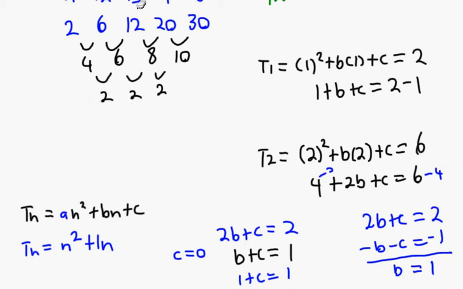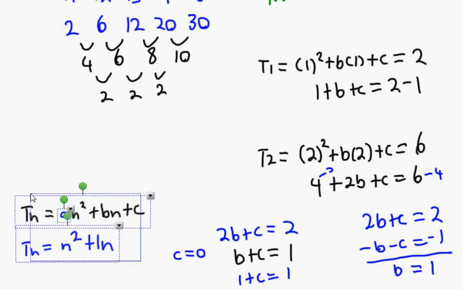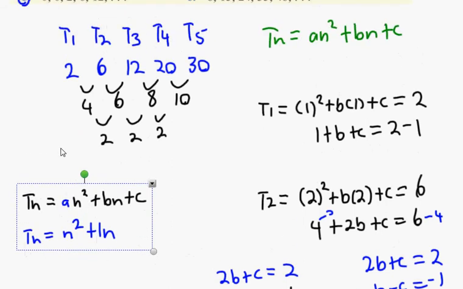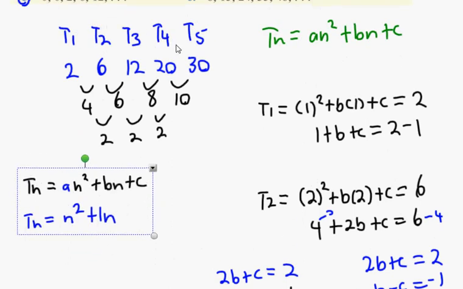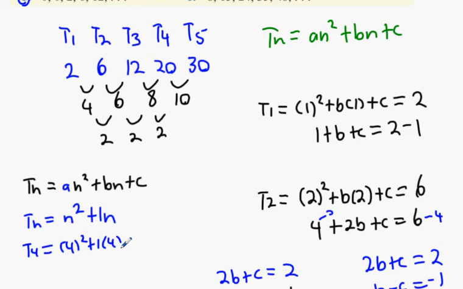Sub in one of the terms, one of the numbers. You could sub in anywhere from 1 to 5 and check that it gives you the same answer. As an example, predict if I used n equals 4, what answer should I get? I should get 20. Let's try that out. T4 equals 4 squared plus 1 multiplied by 4. T4 equals 16 plus 4, which is 20.